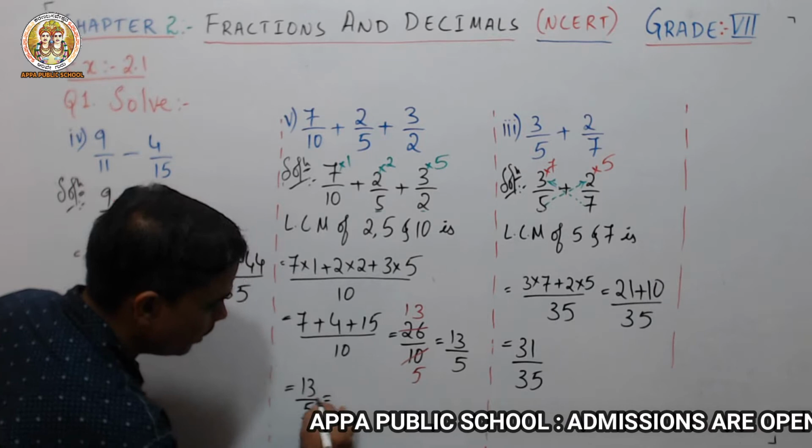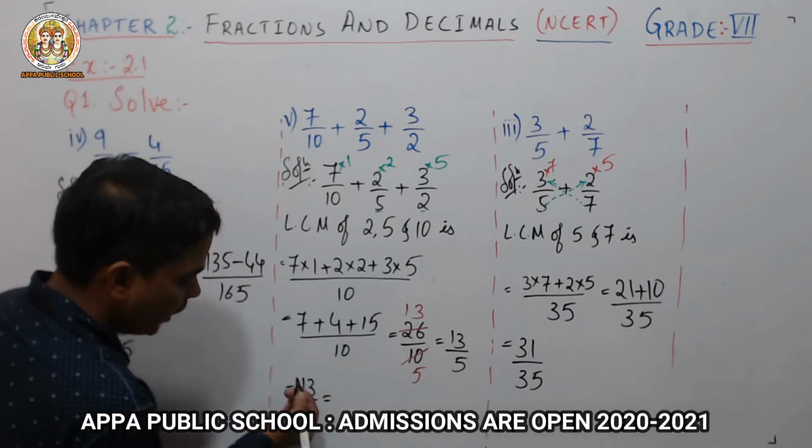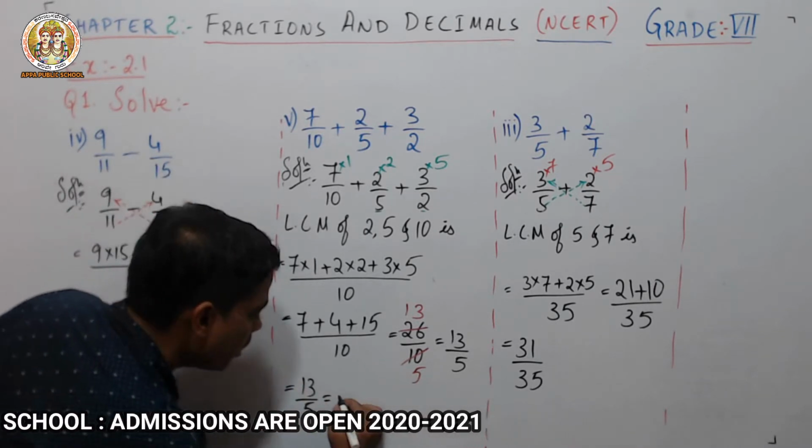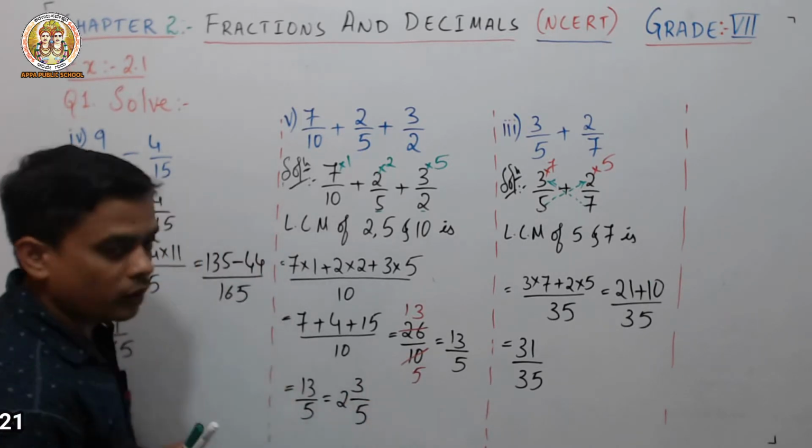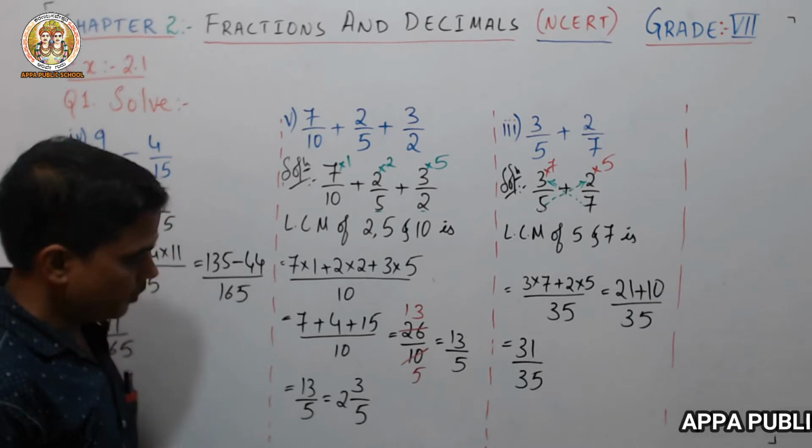Once again 13 by 5, it is an improper fraction. Convert it into a mixed fraction. 5 2s are 10, remainder is 3 divided by 5 as it is. Therefore the answer is 2 integer 3 by 5. Next one.